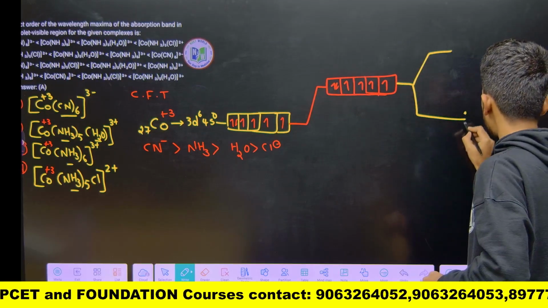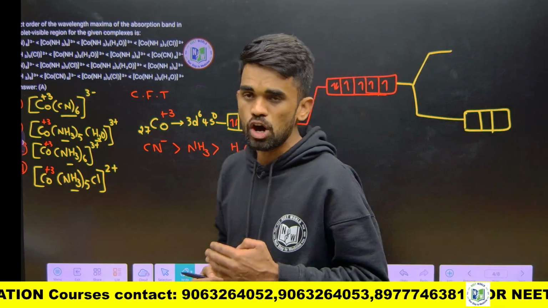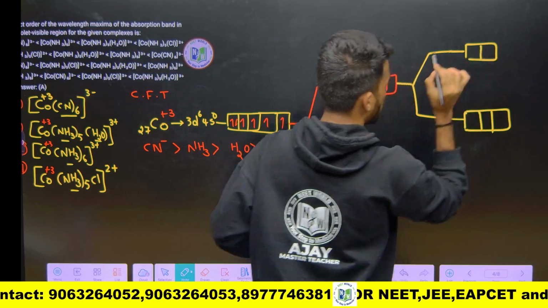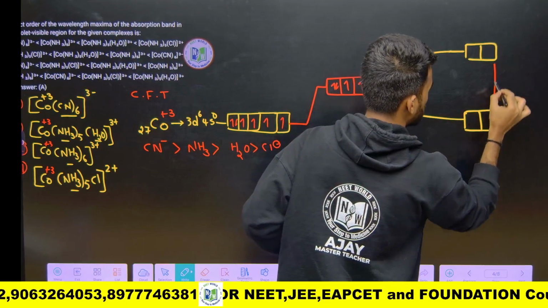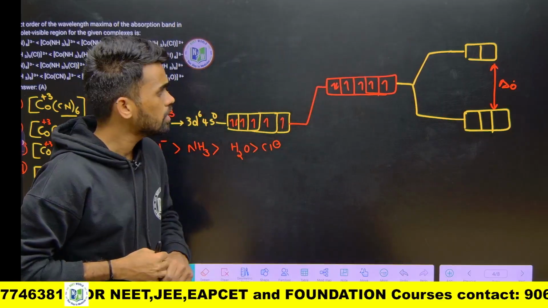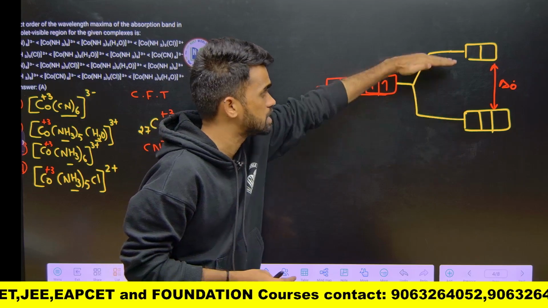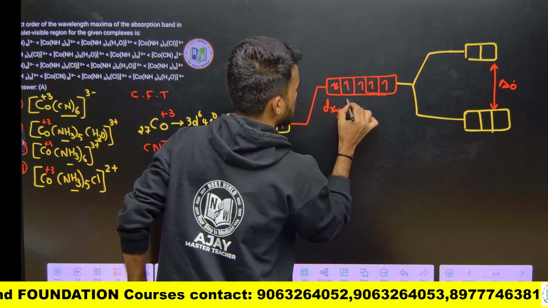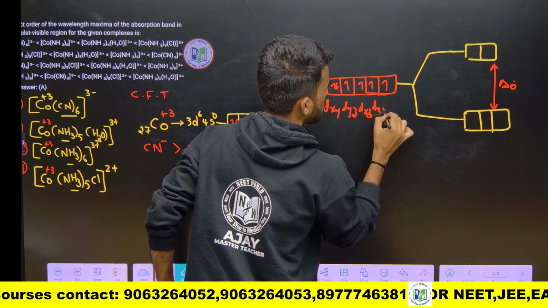The lower energy set, which is triply degenerate, we call the T2g set of orbitals, and the other one is the eg set of orbitals. This is the energy difference between them, which we call the crystal field splitting energy. Delta naught is the splitting energy, the energy difference between the lower energy state and the higher energy state. The d orbitals are dxy, dyz, dxz, dx square minus y square and dz square.